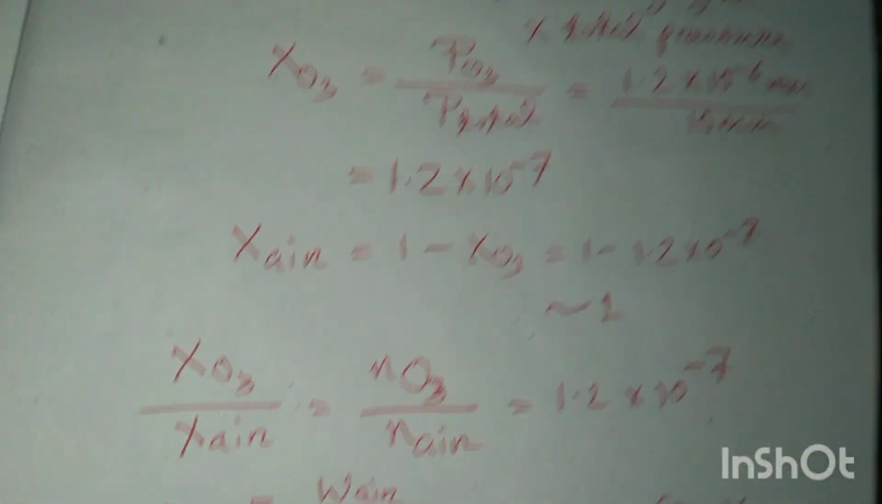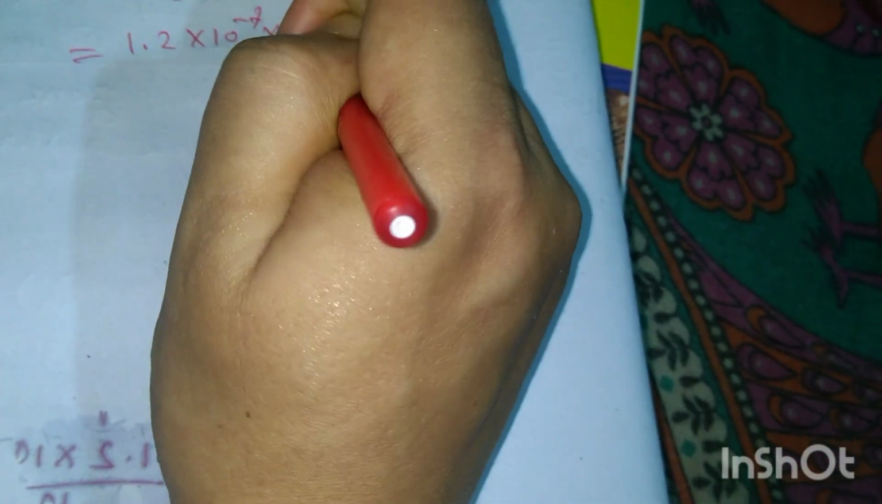So 10 to the power 6 gram of air has ozone equal to 1.2 into 10 to the power minus 7 into 48 into 10 to the power 6 divided by 29. This value is 0.1986 ppm. Okay, ppm means parts per million.